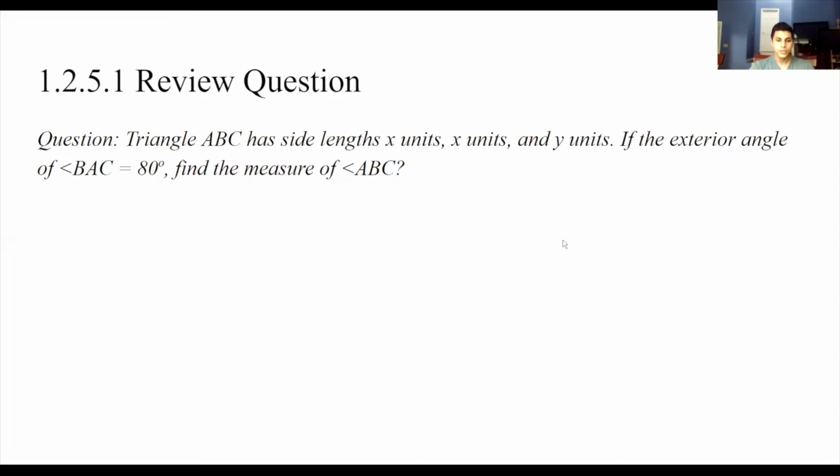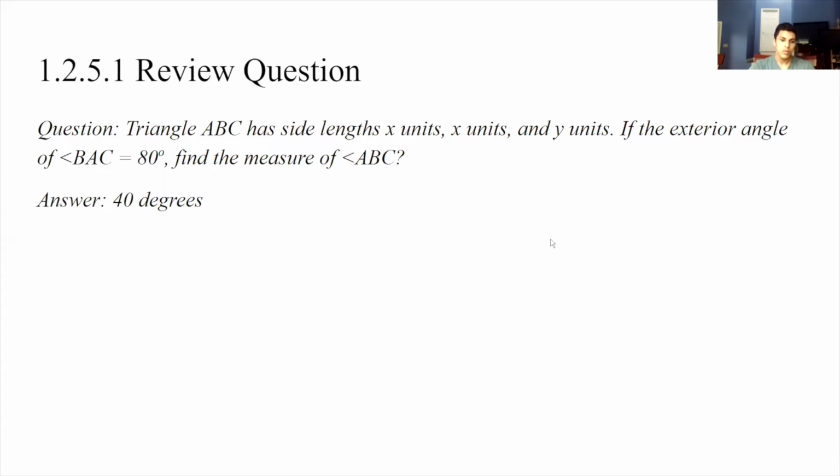Okay, so the correct answer to this question was that angle ABC equals 40 degrees. Immediately, right off the bat, this question seems like a difficult one because you see variables in the question, where it says triangle ABC has side lengths x units and y units. And if the exterior angle of angle BAC equals 80 degrees, find the measure of angle ABC. A lot of the time that can be confusing, especially because if you have a complicated question without a diagram, that inherently makes it a little bit harder to solve.